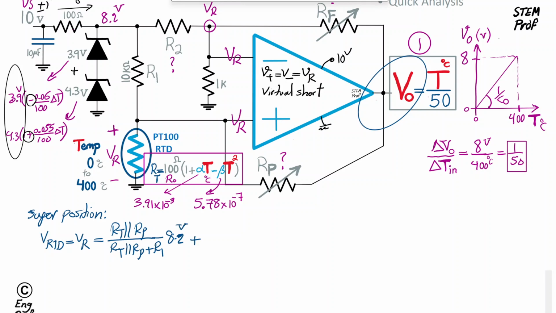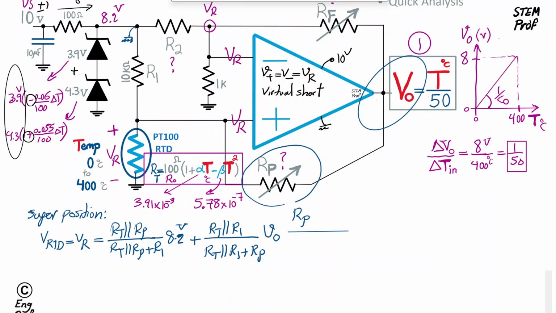Okay, for the other one we have effectively the same scenario. V out is contributing and we are going to forget about the contribution from 8.2, as if 8.2 is not there and is grounded. If that is the case, then we end up with RT parallel with R1, then in series with RP. So it's a voltage divider. It would be RT parallel with R1 divided by RT parallel with R1 plus RP, and then times V out.